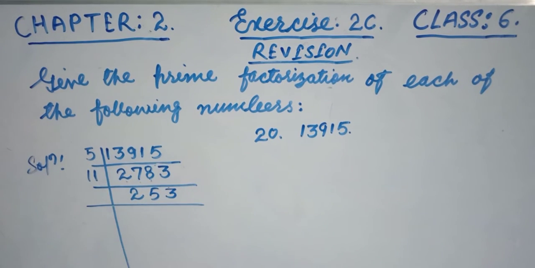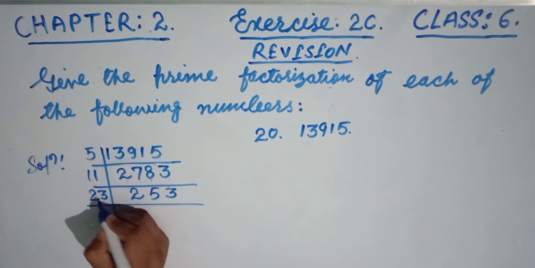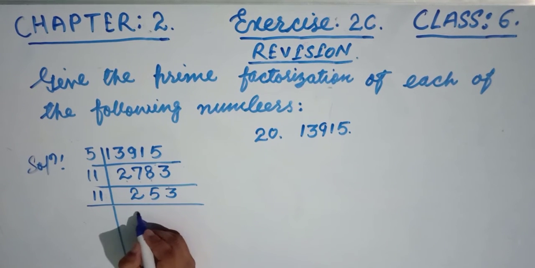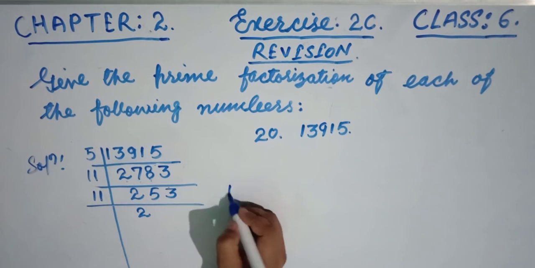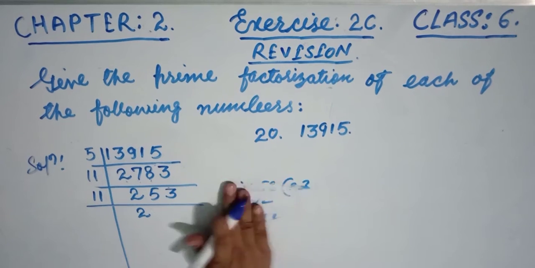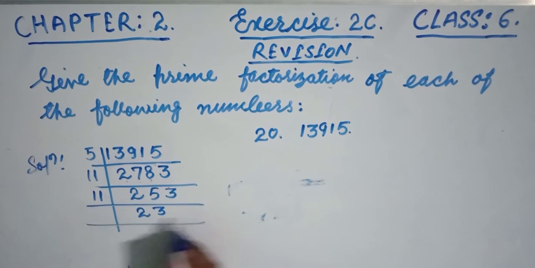Now look at the friends, 253. Which number will this get cancelled by? This is now 23. Look at the friends, yes, this will get cancelled by 11. Once again, 11 2s are 22. Remember, here we can write divide by 11, 11 2s are 22, so this is 3, or 11 3s mean 23 times, and 23 1s are 23.